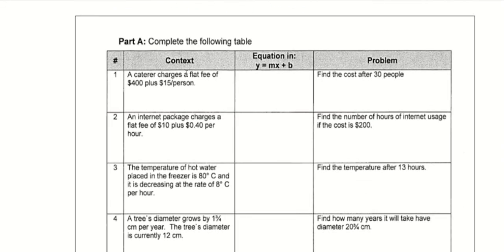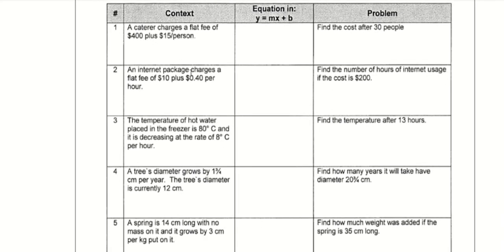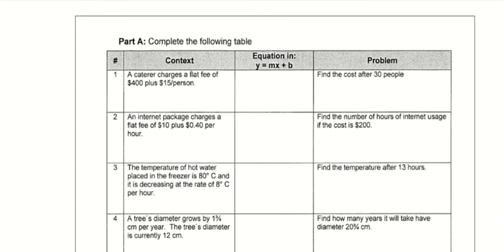Okay, we're almost done here. So for page 20, we now have to fill out this table. So this is going to help you get comfortable with creating equations. So there are a few different scenarios. So for number 1, a caterer charges a flat fee of $400 plus $15 per person.